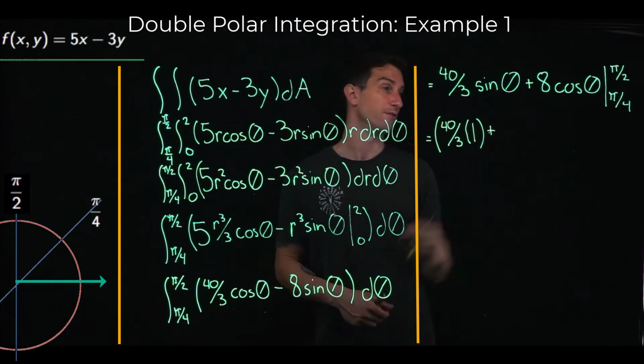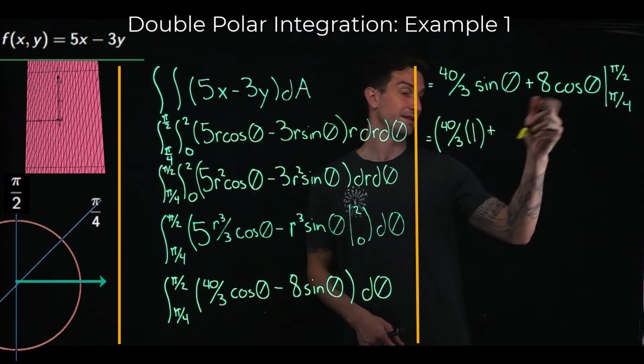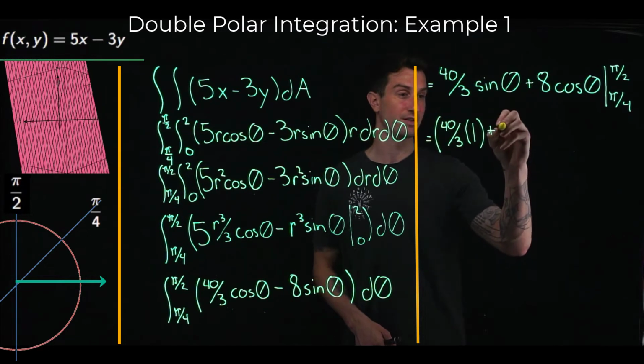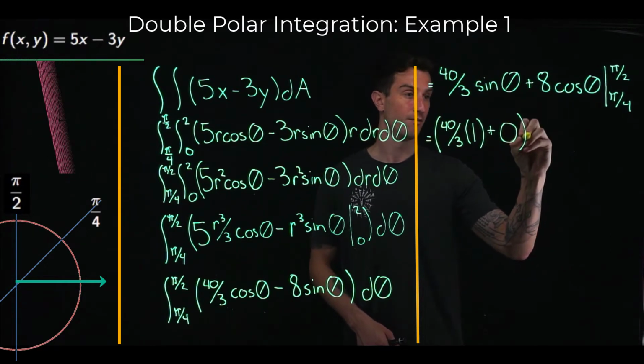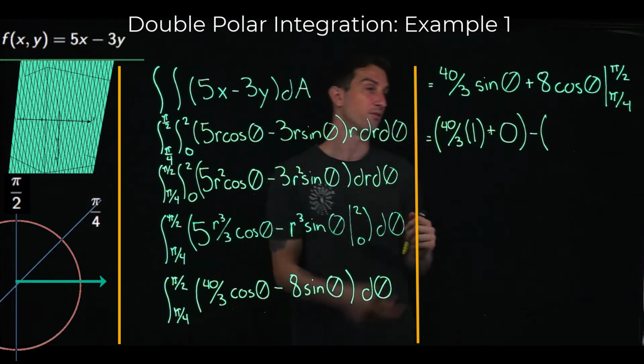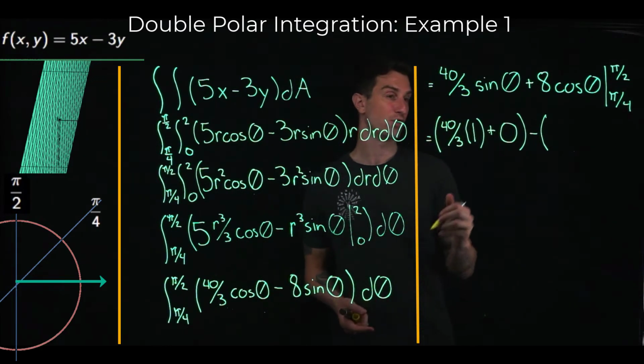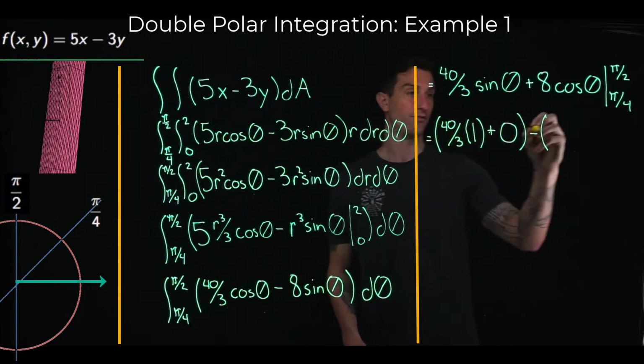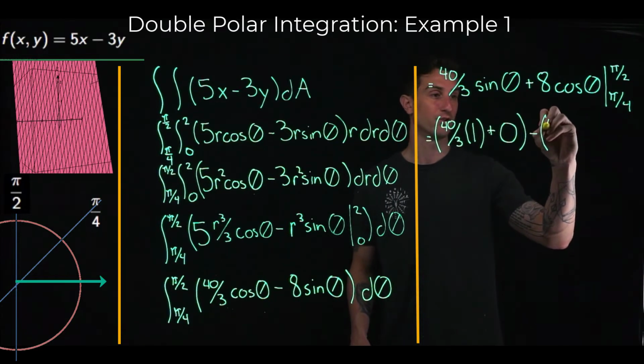Plus cosine of pi over 2. So that's 0, right? Cosine of pi over 2 is going to be 0, so that's done. Minus, now what happens when we plug in pi over 4? Well, sine of pi over 4 is going to be rad 2 over 2, right? So 40 over 3 times rad 2 over 2.